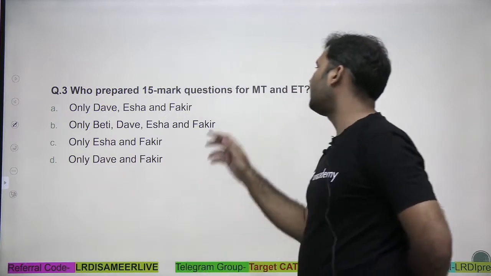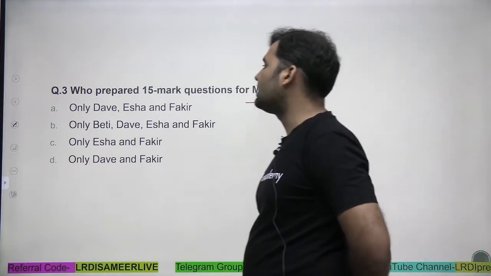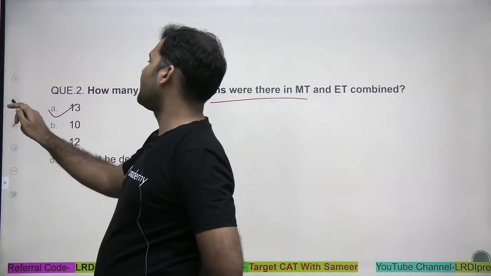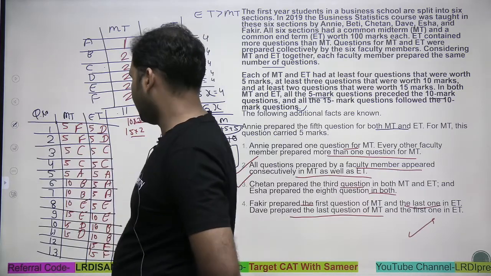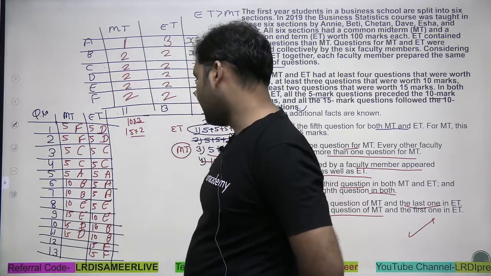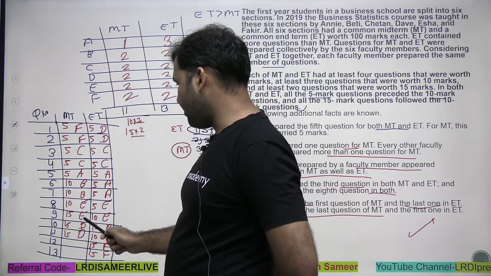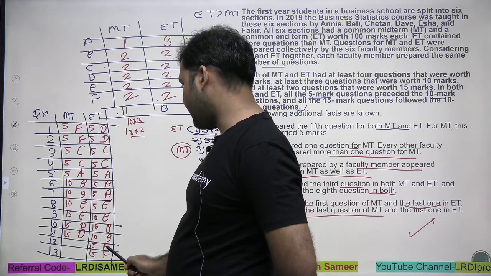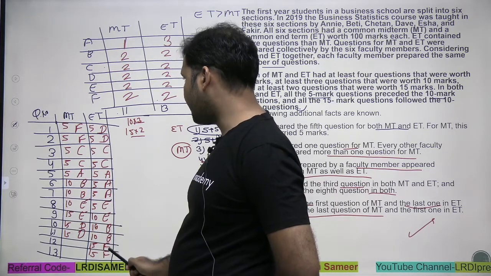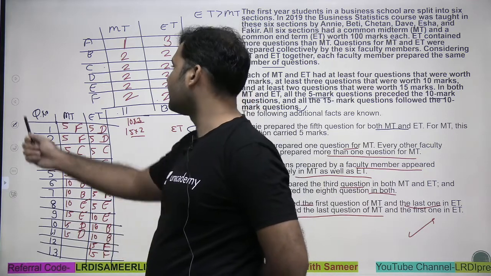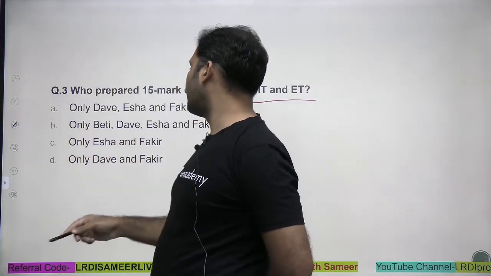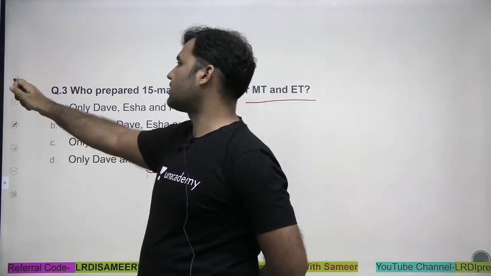Who prepared 15 marks question for MT and ET? 15 marks question for MT is prepared by Dev and 15 marks question in ET are prepared by Fakir. Dev and Fakir. So these are the answer, right? So D will be the answer of the question.